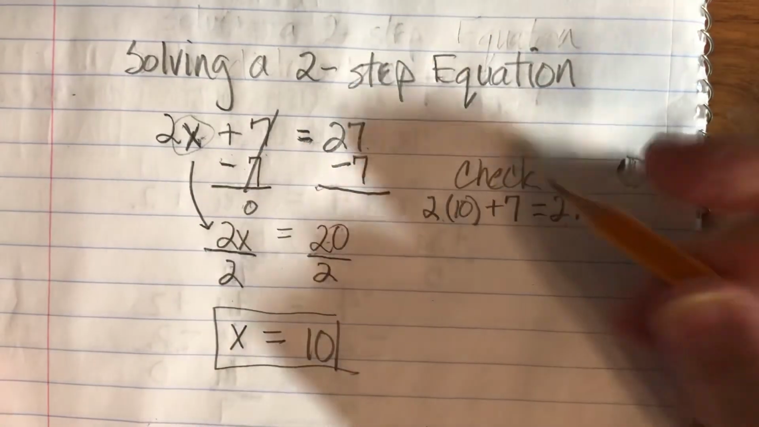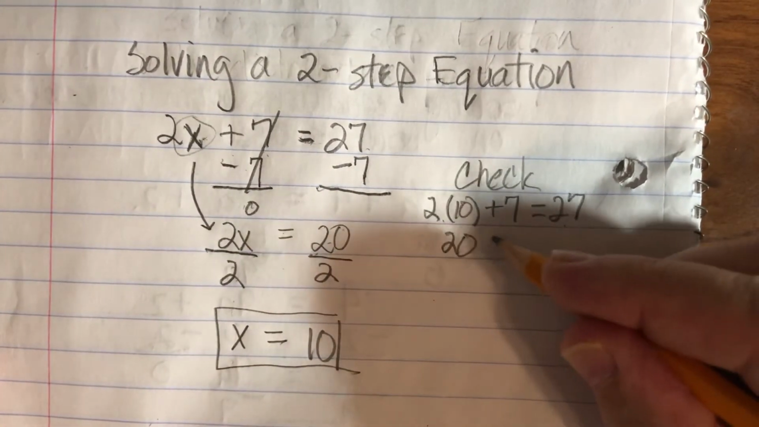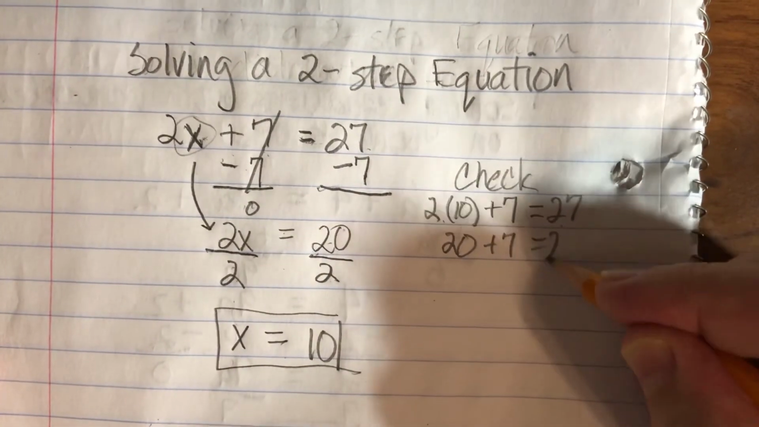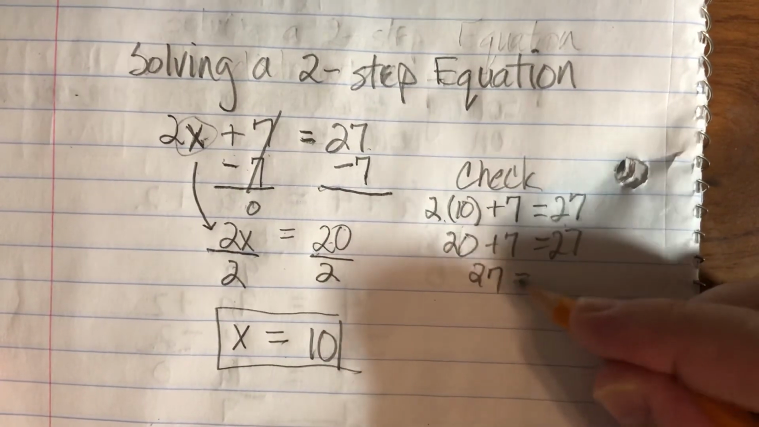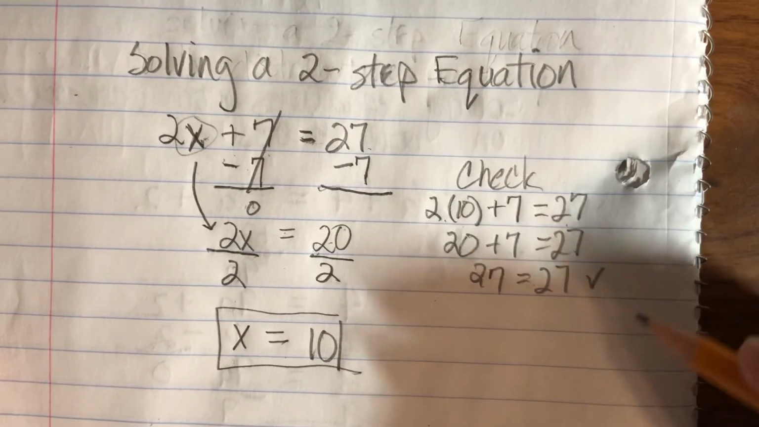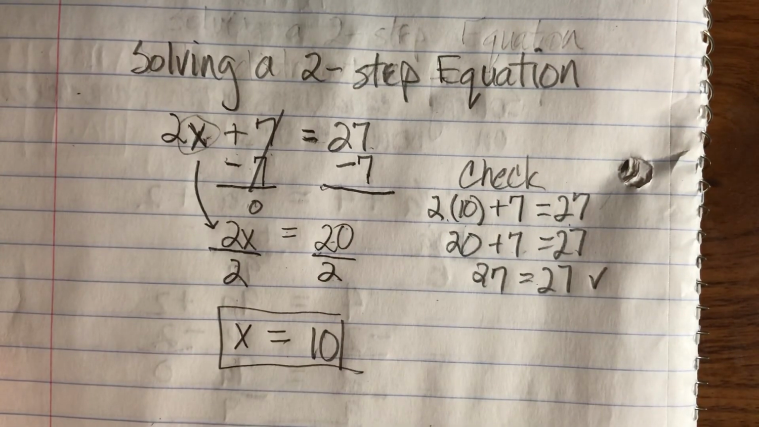Okay, well, I've got 2 times 10, which is 20, plus 7 equals 27. Well, 20 and 7 is 27, equals 27. That's a true statement. Therefore, I know that my x value is 10.